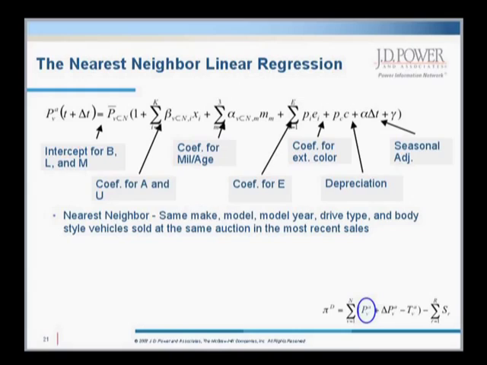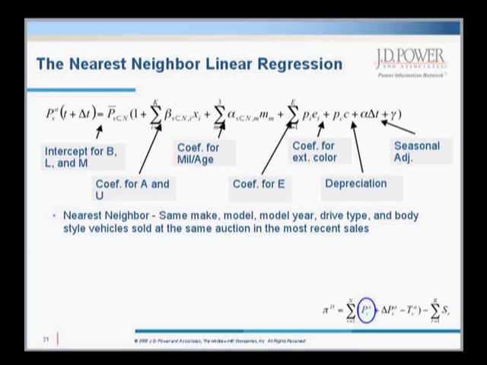So the key question for short-term price forecasting is whether we can find a way to capture all these observable independent variables and also capture as much as possible the unobservable market dynamics. Our answer to this is the nearest neighbor linear regression model. Here's the definition of nearest neighbor linear regression.